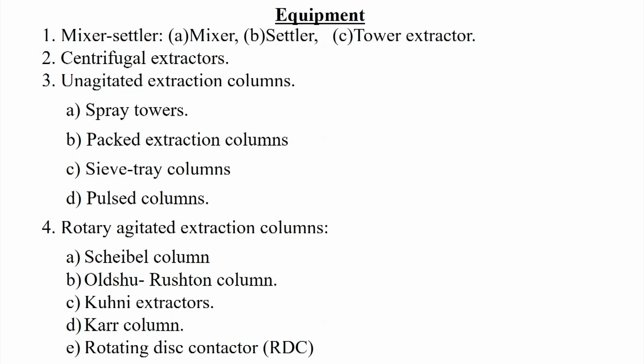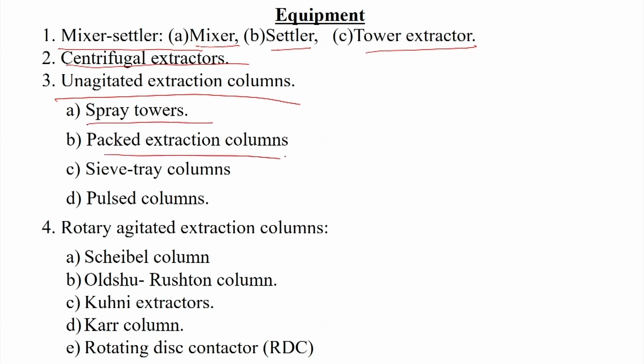Now, these are the extraction units, and we can categorize them like this. In general we have mixer settler, where mixer may be there, settler may be there, or tower extraction units are there also. There are also centrifugal extractors, then unagitated ones, whatever we have discussed in the previous slide. Again we are categorizing these like spray tower, packed extraction column, sieve tray, pulsed, then rotary agitated extraction columns like Scheibel, then also Rushton, then Kuhni. Another one is the rotating disc contactor. I told that this is widely used in the different industries.